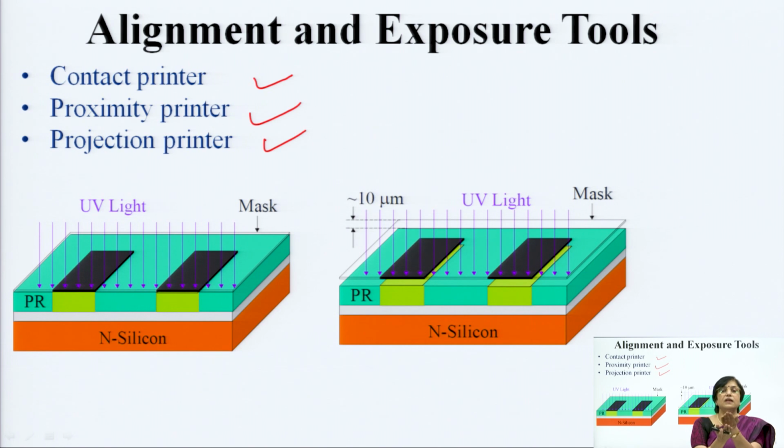So, these are the 2 problem areas, or the 2 issues related to contact printing. Again, contact printing is where the mask is in direct contact with the wafer. Now, to overcome that, you have another technique. This is contact printing, where the mask is directly in contact with the wafer, or the PR.